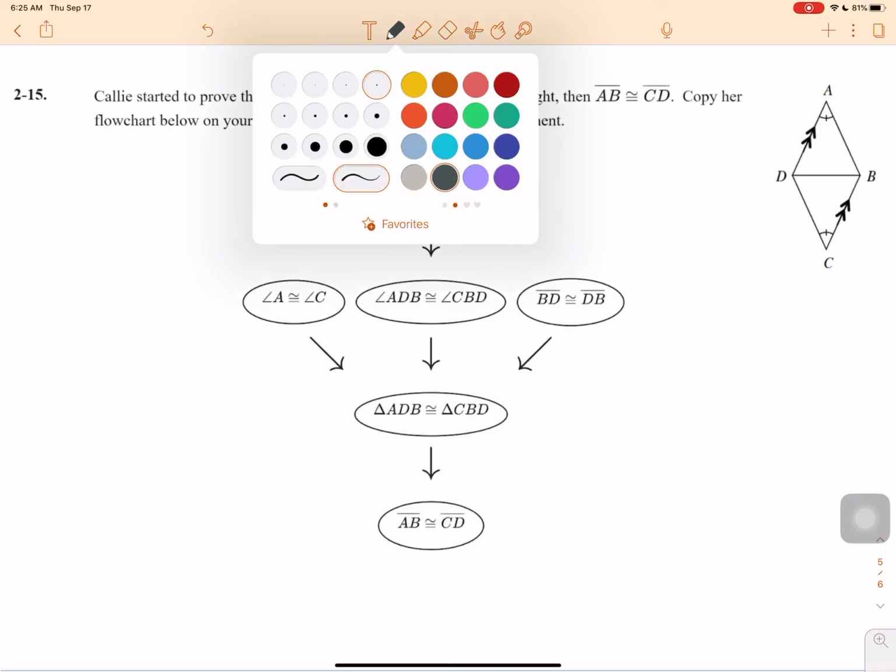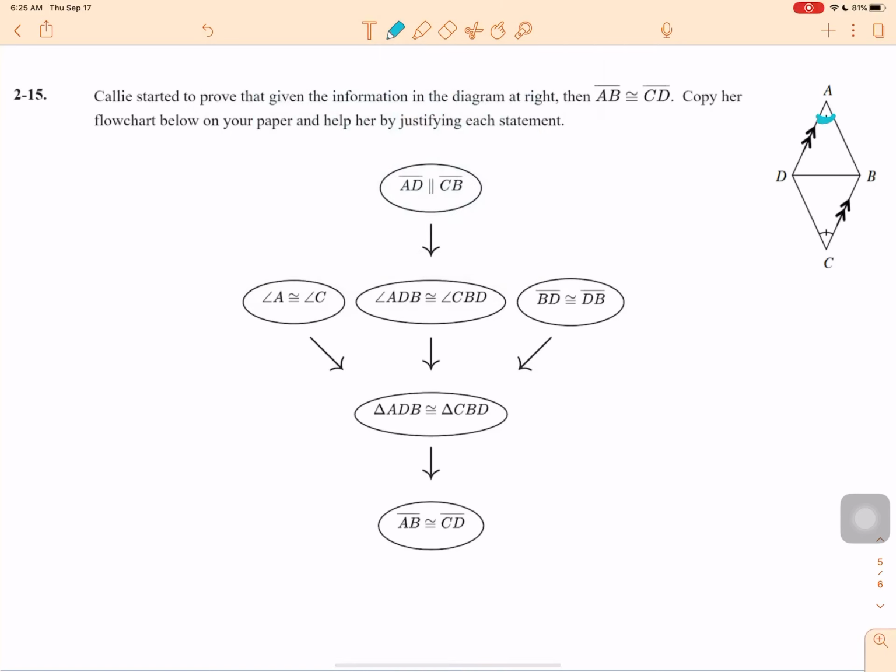So I do have this angle here is congruent to this angle here. Okay? And then that one is given. So it says here angle C is congruent to angle C. All right? Now normally I would not write it like that. I would write DAB and BCD, but it's okay. So this one would be given.